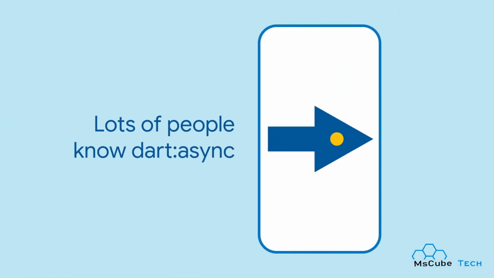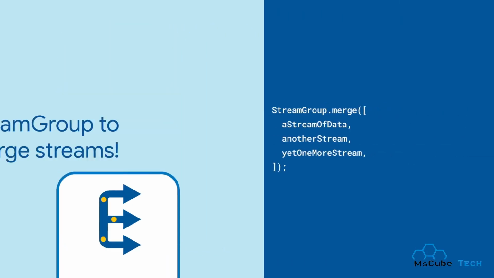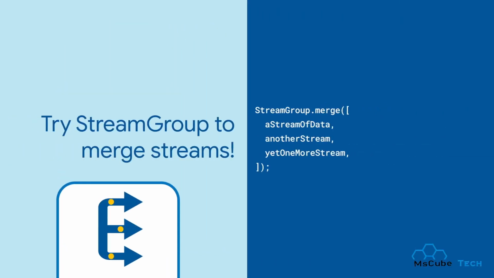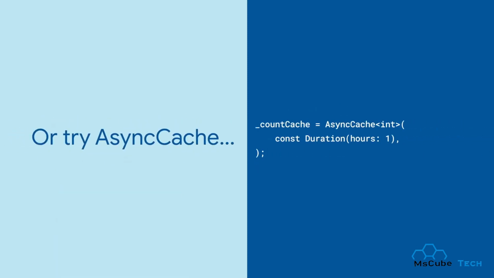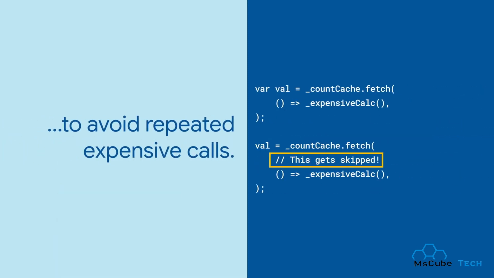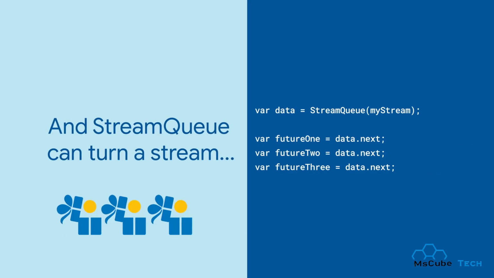If you're coding with Dart, you've probably used the SDK's built-in async support for things like streams. But did you know there's also an async package with a bunch of useful additions? There's Stream Group, for example, which can merge several streams into one. Or try Async Cache, a class that'll give a cached result for repeated calls to a function within a specific time frame. There's also Stream Queue, which can turn a stream of data into a synchronous queue of futures.